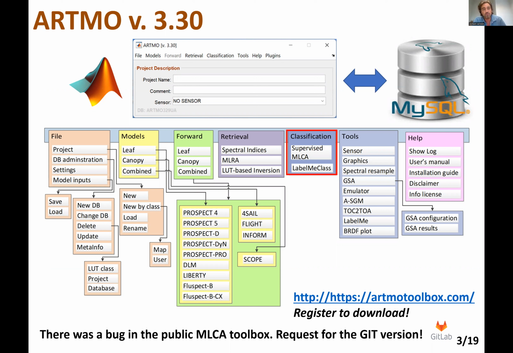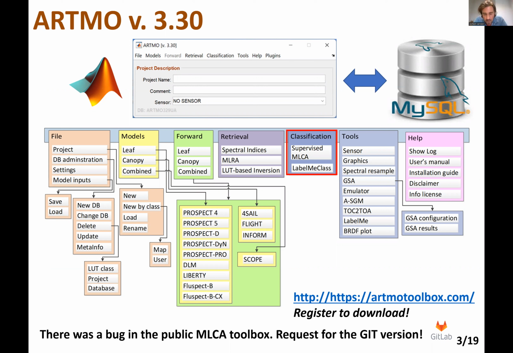So in order to access the ARTMO toolboxes, you need to go to the ARTMO website and register, and then once registered, that brings you to the download page where you can download all these toolboxes in a modular way. So you need to download the basic ARTMO, and then you can download additional tools and toolboxes, whatever you like.